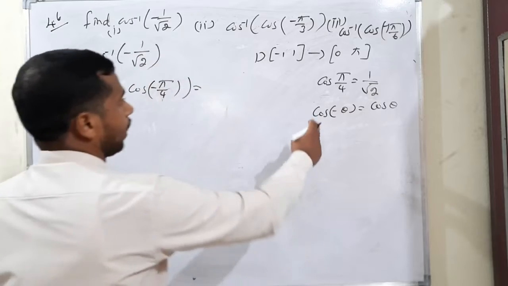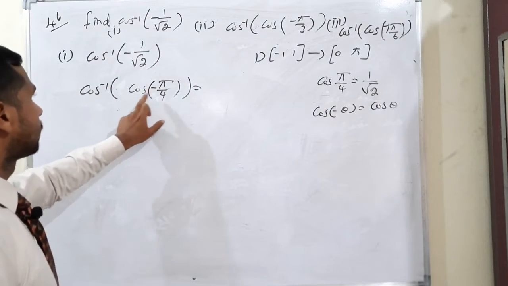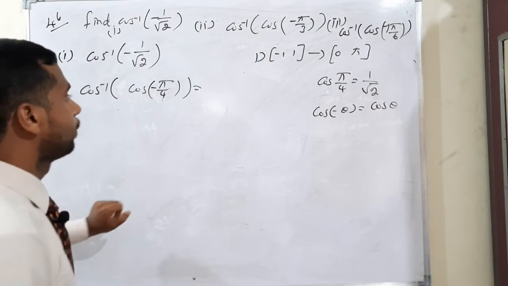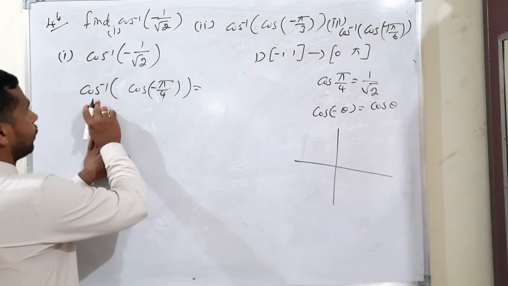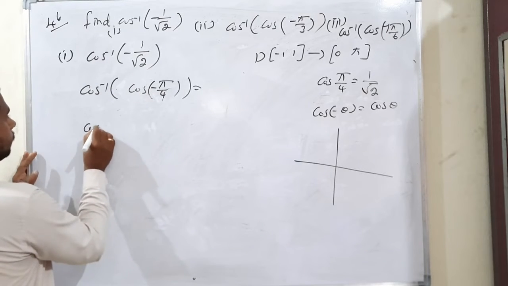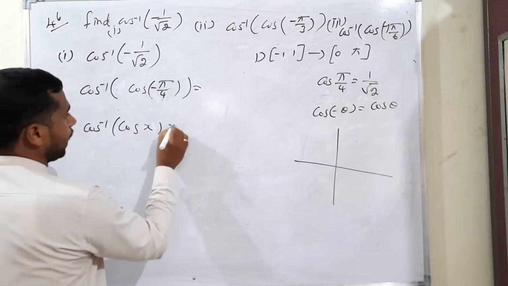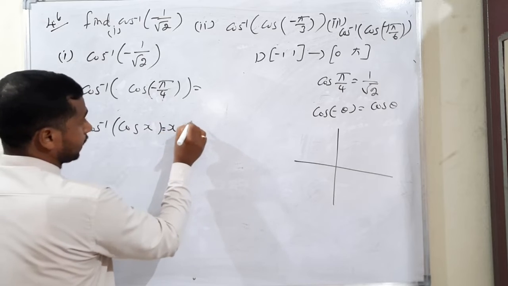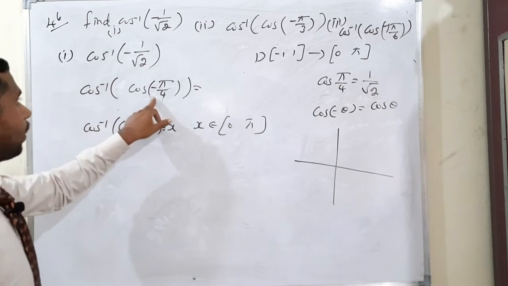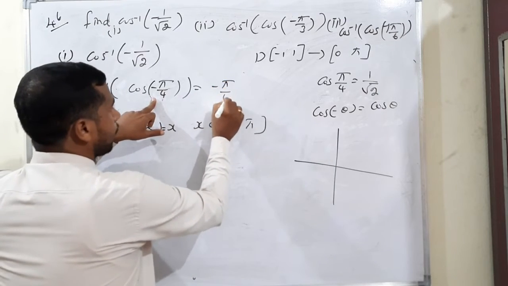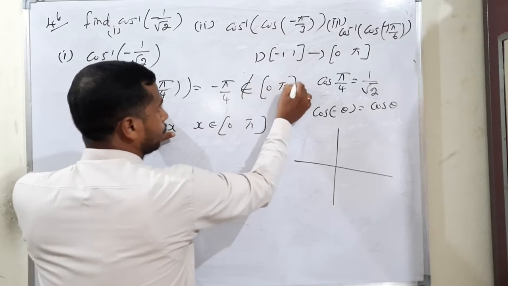So, we can say cos of minus theta is equal to positive cos theta. But here we have cos inverse cos of minus pi by 4. Cos inverse of cos x is equal to x when x belongs to 0 to pi. But here x is equal to negative pi by 4, so definitely we can say it does not belong to 0 to pi.